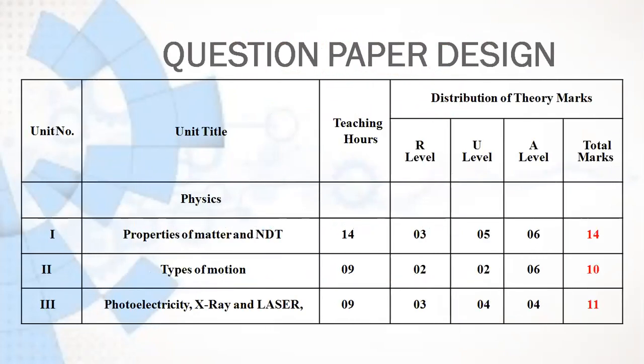The question paper design: we distribute this entire syllabus in 3 units. First unit is the properties of matter and NDT, non-destructive testing. The weightage of this unit is 14 marks. Second unit, types of motions. The weightage of this unit is 10 marks. And third unit is photoelectricity, X-ray and laser. The weightage of this unit is 11 marks. So the entire syllabus is of 35 marks.